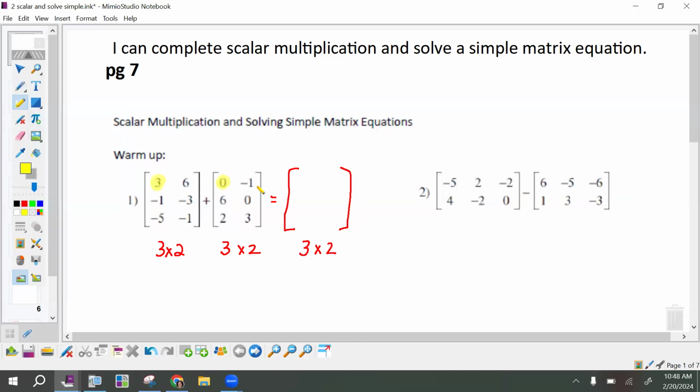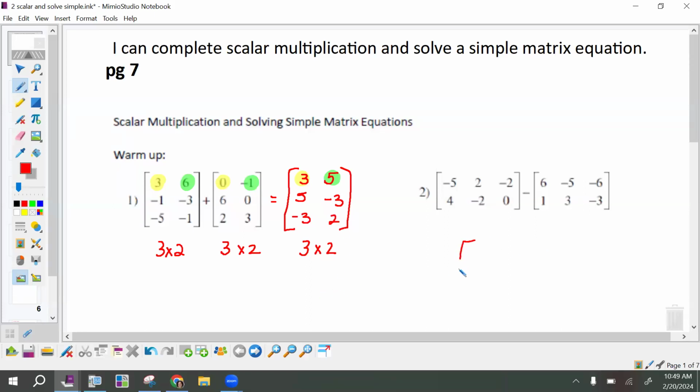So 3 plus 0 in this spot. 6 plus -1 gets me the first row, second column. So second row, first column. Second row, second column. And so on for the first matrix.